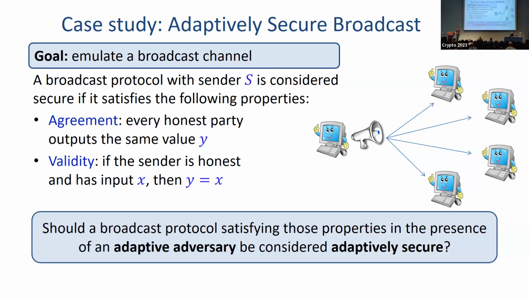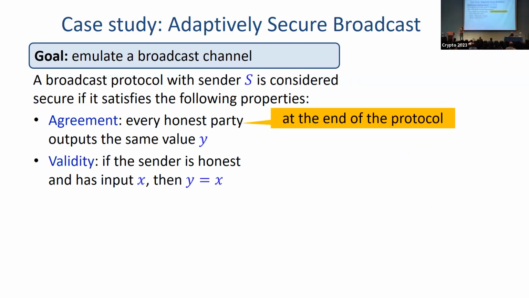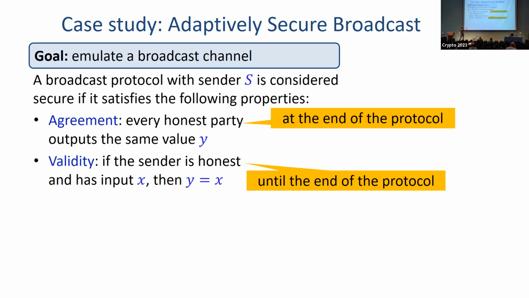Now, should a protocol that satisfies those properties facing an adaptive adversary be considered an adaptively secure broadcast protocol? If you think about it, I hope that the answer that you'll get is no. Right? We don't want this exact set of properties. We don't care about parties that were honest at the beginning. We only care about parties that are honest at the end. If a party is getting corrupted, then it can output whatever it wants. It shouldn't harm the agreement that we want. Also with validity, we only care about validity when the sender is honest at the end.